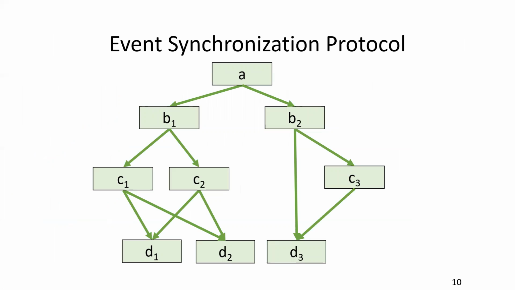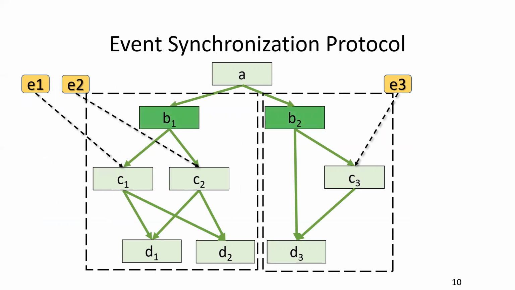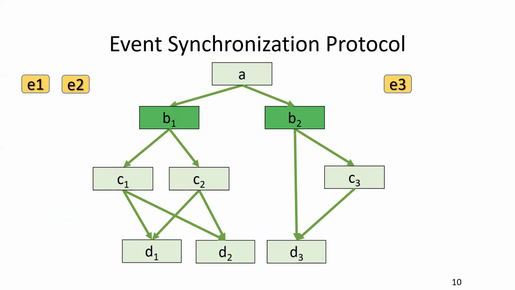So, okay, then let's look at the event synchronization protocol in AEON. Assuming there are 3 events, E1, E2, E3, which will land on actors C1, C2, C3. Clearly, B1 and B2 are dominator actors, and those are their dominator regions. E1 and E2 will lock the dominator actor at first. Here we'll assume E1 is before E2. Then E1 will lock C1 and E2 will lock C2. However, E1 can access D1 and D2 from C1, so it will lock D1 and D2 at the same time.